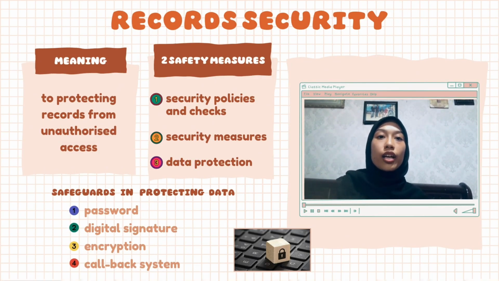Record security refers to protecting records from unauthorized access. The safety measure can be applied on security policies and checks. The second security measure is data protection. There are several safeguards in data protection, which are password, digital signature, encryption, and lastly the callback system.